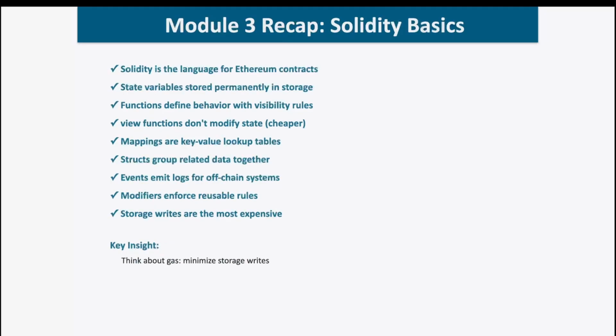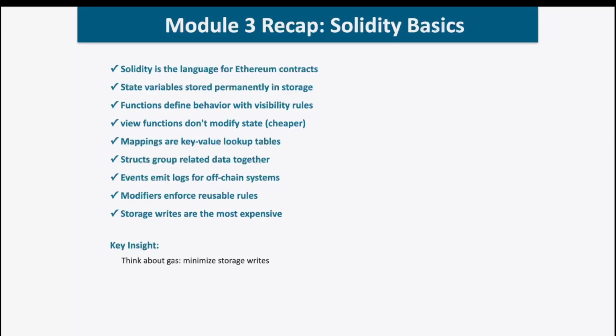Let's recap. Solidity is the language for Ethereum smart contracts. Every file starts with a license and pragma declarations. State variables store data permanently in storage. They're expensive to write. Functions define behavior. They read and modify state. Visibility rules, public, external, internal, and private, control who can call what. Modifiers enforce reusable rules, especially access control. Mappings are key value stores. Fast lookup and can't iterate. Structs group related data together.